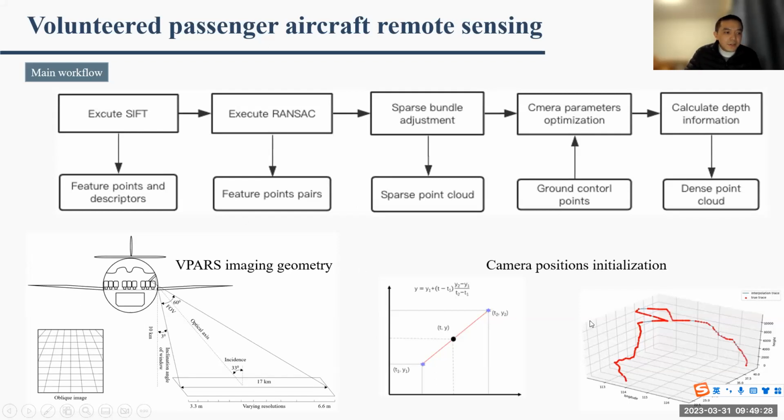Actually, what we have done is first we give the position of the camera based on the trajectory of the flight, and the time information contained in the EXIF header information of the images. With these very initial camera positions, it's very similar to UAV image processing, and we can do the photogrammetric processing, and after that we can generate the 3D point cloud and orthographic images.